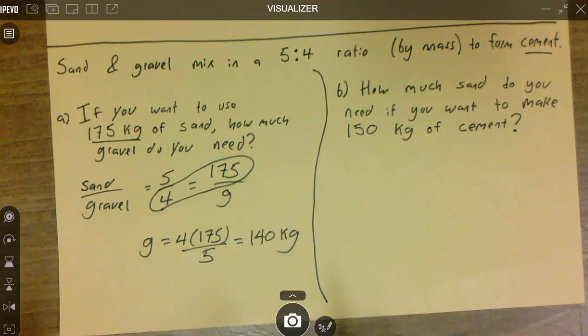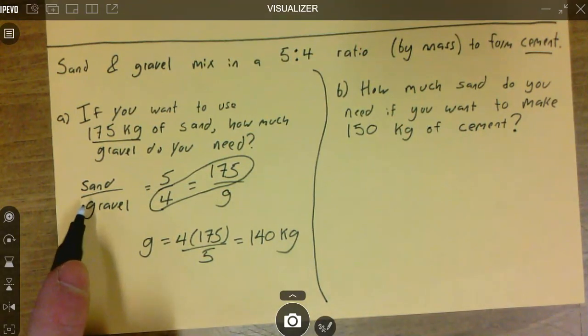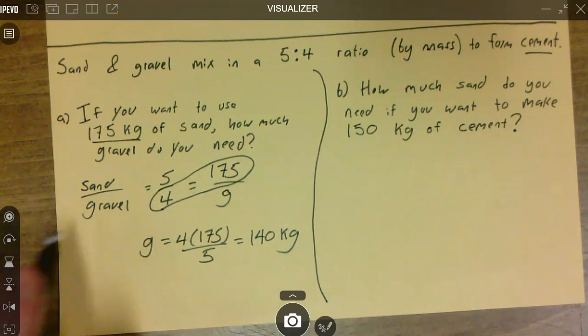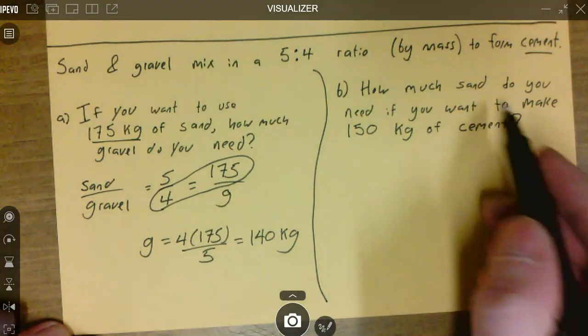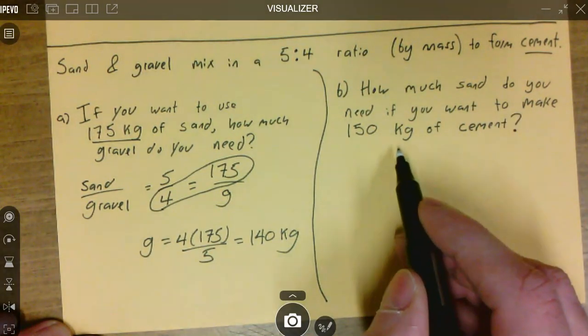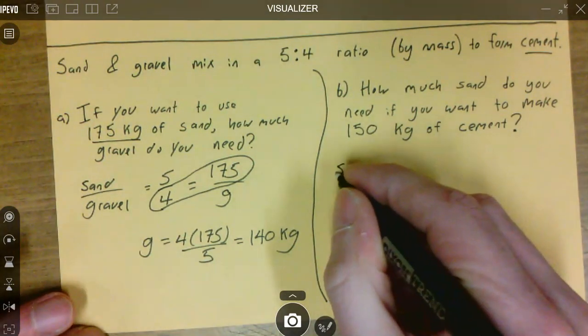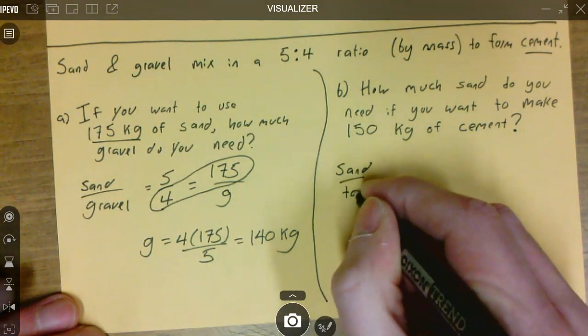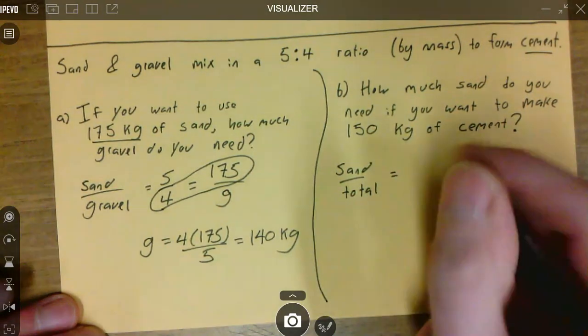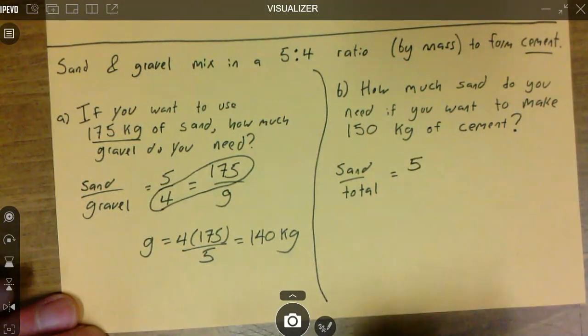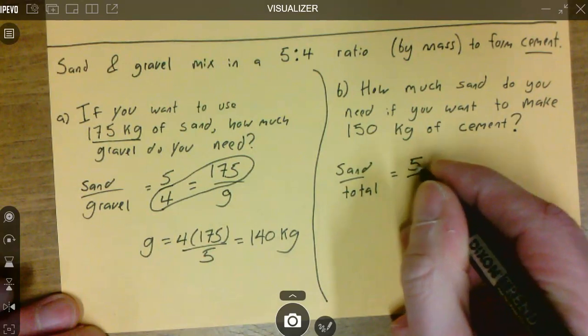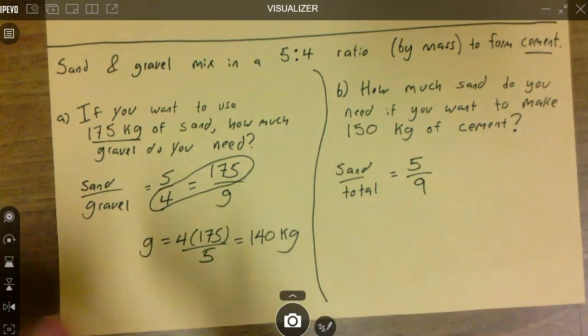The last question is why I brought this example up. We've always been comparing part to part, or two different things: distance to time, sand to gravel. Sometimes instead we want to compare part to whole. So in this question, I want to know how much sand I need if I want to make 150 kilograms of cement. Well, cement is the total. So I want to know sand, and I want to compare it to total. So in each ratio, I'm comparing 5 kilograms of sand. I'm always using 5 kilograms every time I use 9 total, right?